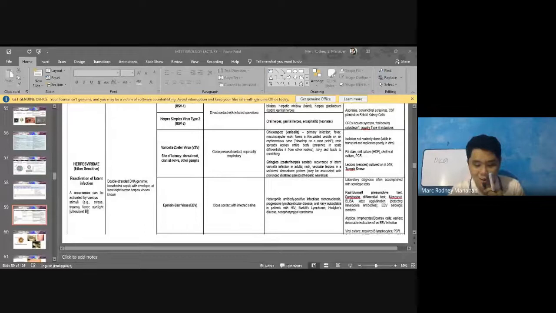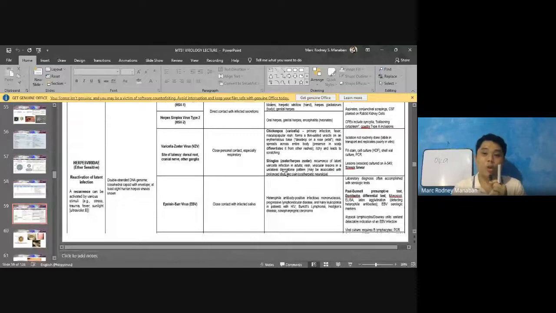Now again, aside from that, it can also cause cancers. This is the second cancer-causing virus. Number one is hepatitis B. Number two is EBV. It can cause Burkitt's lymphoma, which is endemic in West Africa, usually in children. And then you also have Hodgkin's lymphoma and finally nasopharyngeal carcinoma.